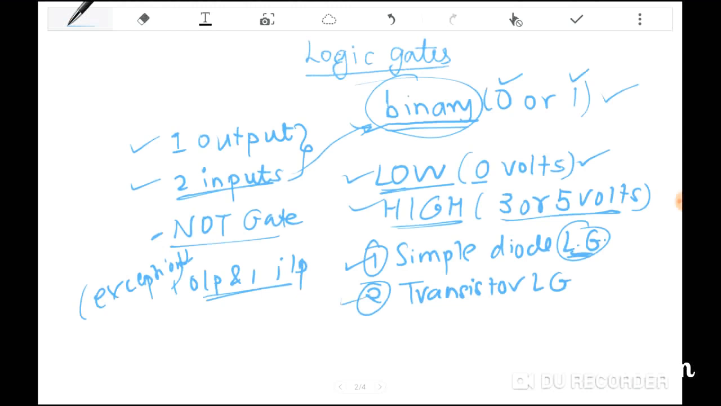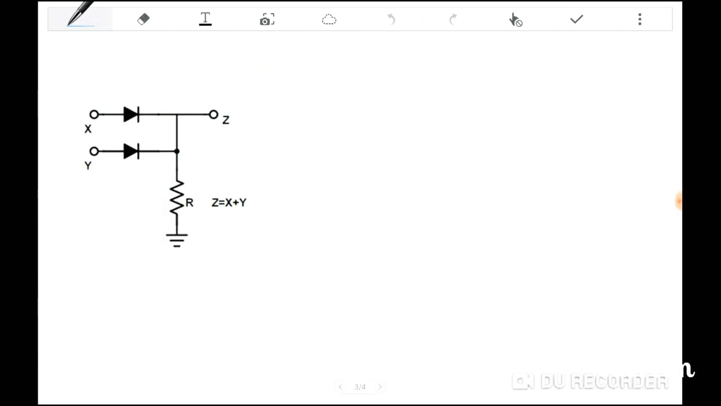The simple diode logic gates that we are going to study will be divided into two parts in our video. The first part will contain the logic gate named the OR gate, and the second part will contain the logic gate named the AND gate. So why waste time? Let's move on to the first gate, that is the OR gate.